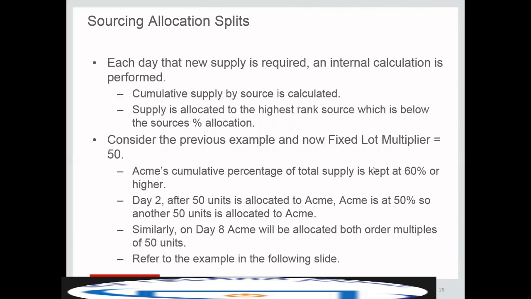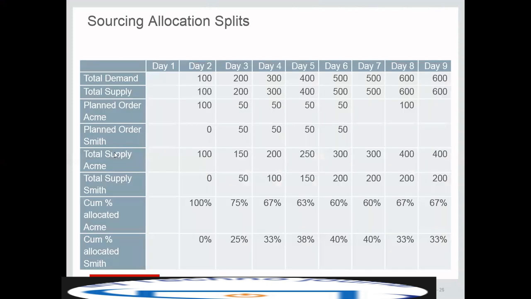Now if you consider a particular order modifier, like FLM, fixed lot multiplier, it is nothing but an item attribute you set up at the item level whenever you're configuring your items. If you specify that fixed lot multiplier, let's say FLM is 50, then whenever you're ordering, the ordered quantity has to be a multiple of this particular value. So whenever you're ordering, it has to be a multiple of 50. In such a scenario, how are the sourcing splits going to work? This is an example.